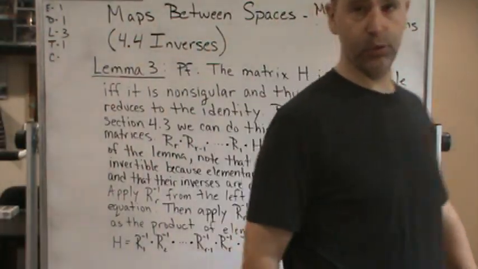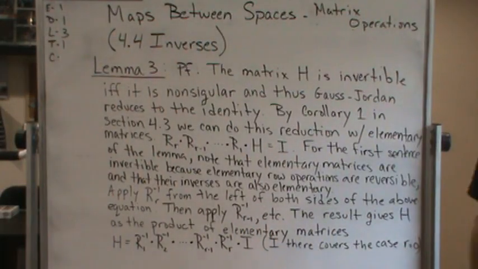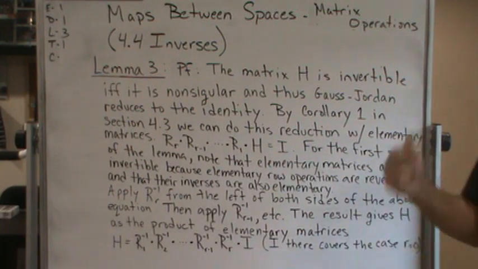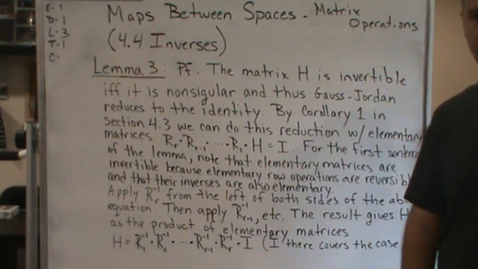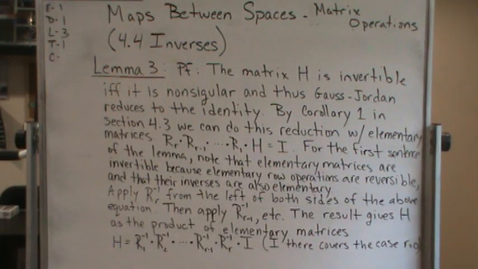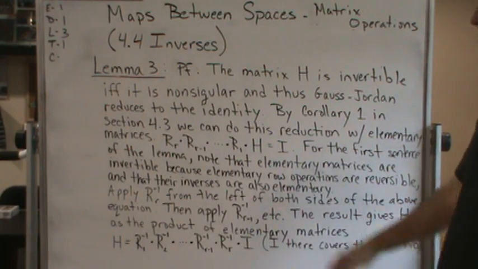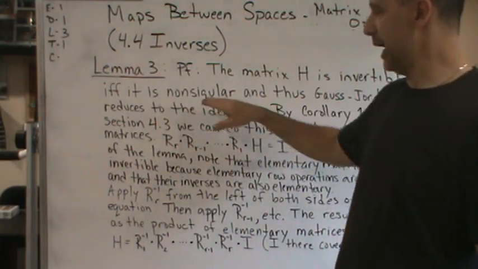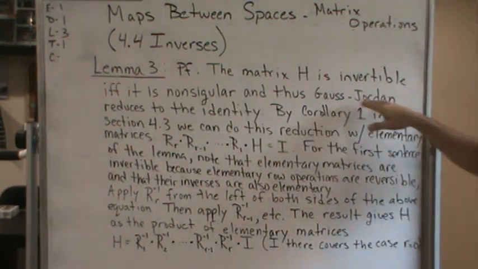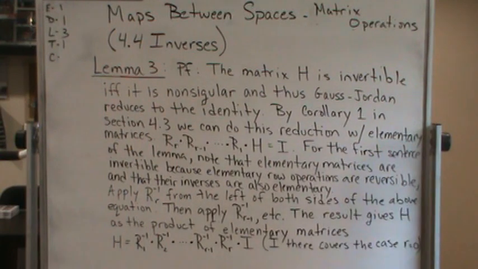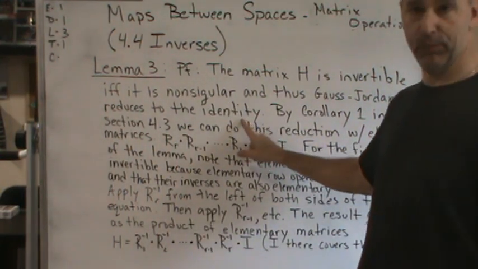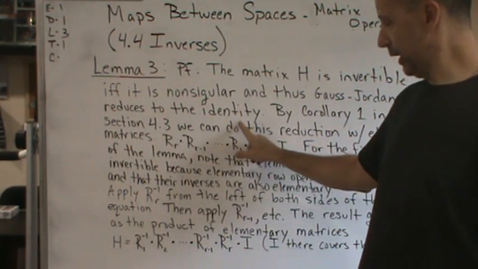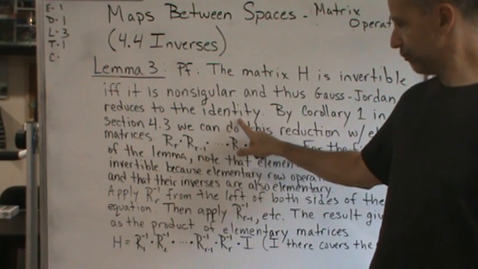Okay, so here's the proof of Lemma 3. We're going to do the first sentence and then we'll do the second sentence. The first sentence is covered by this, and I'll go through this. It says, the matrix H is invertible if and only if it is non-singular, and thus Gauss-Jordan reduces to the identity. We know that from previous discussions and theorems, okay, lemmas and whatnot, okay?